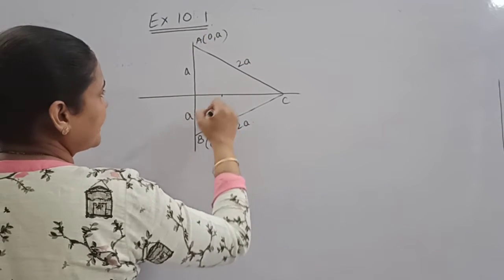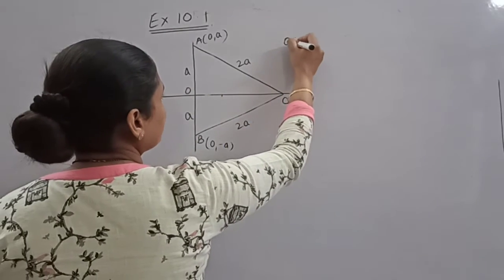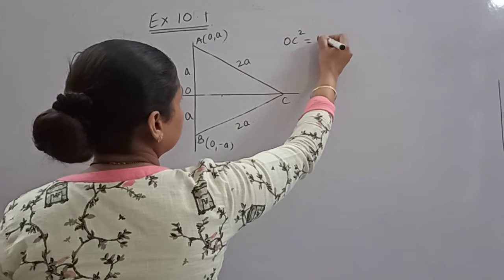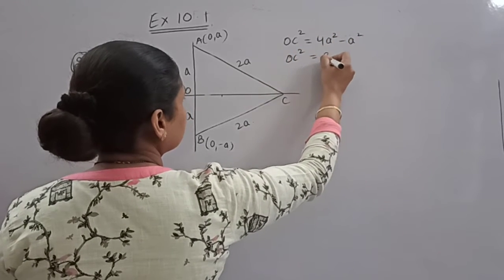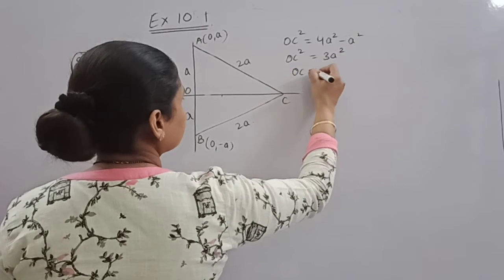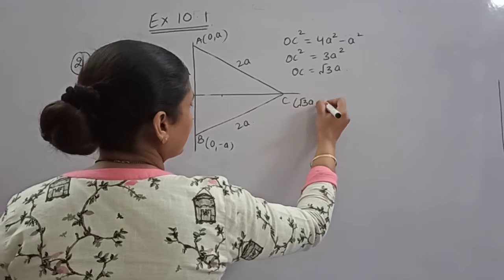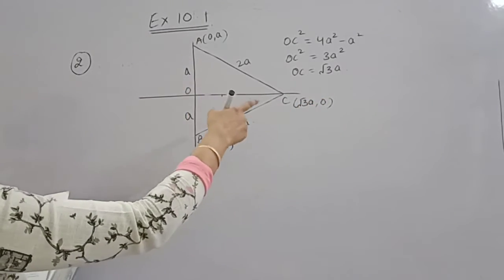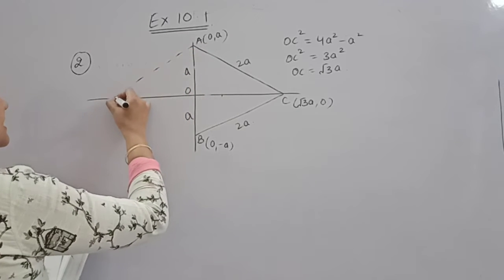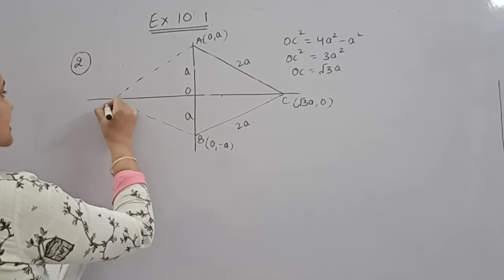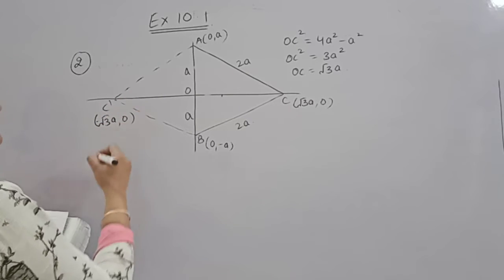It is an equilateral triangle, so by Pythagoras theorem you find out the length of OC. So OC square is equal to (2a) square minus a square, that is 4a square minus a square. So OC square is equal to 3a square. OC is equal to root 3 a. So this coordinate will be (root 3 a, 0). ज़रूरी नहीं है triangle इसी side बने, triangle can also be this side also, isn't it? इस साइड भी तो बन सकता है. C dash लिख देती हूँ इसको. So the coordinate will be (minus root 3 a, 0).